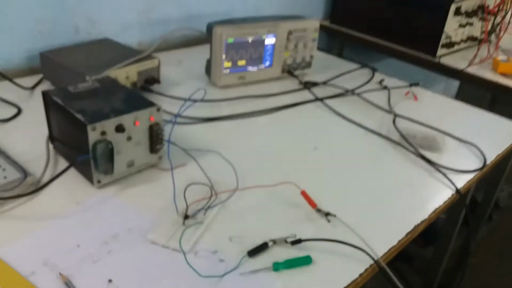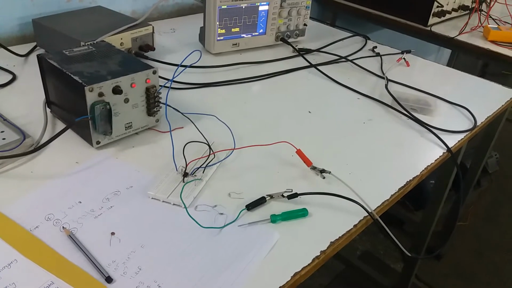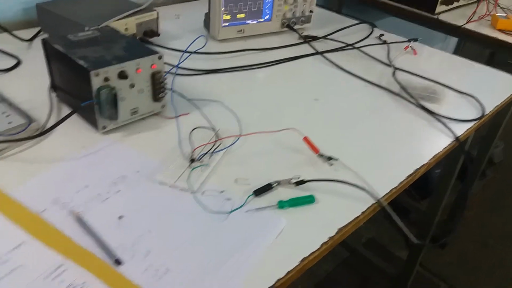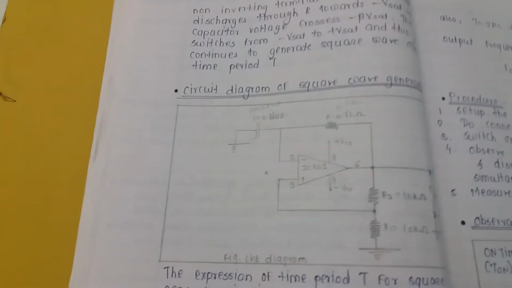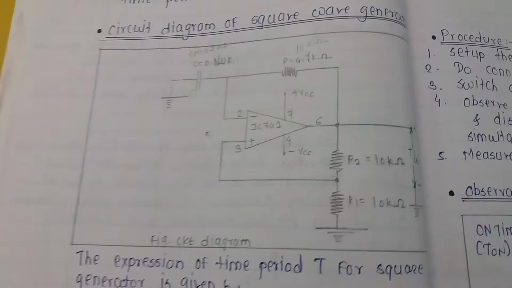This is the entire setup of the square wave generator. No function generator is used. As per the circuit diagram, we are going to make the connections for the square wave generator.